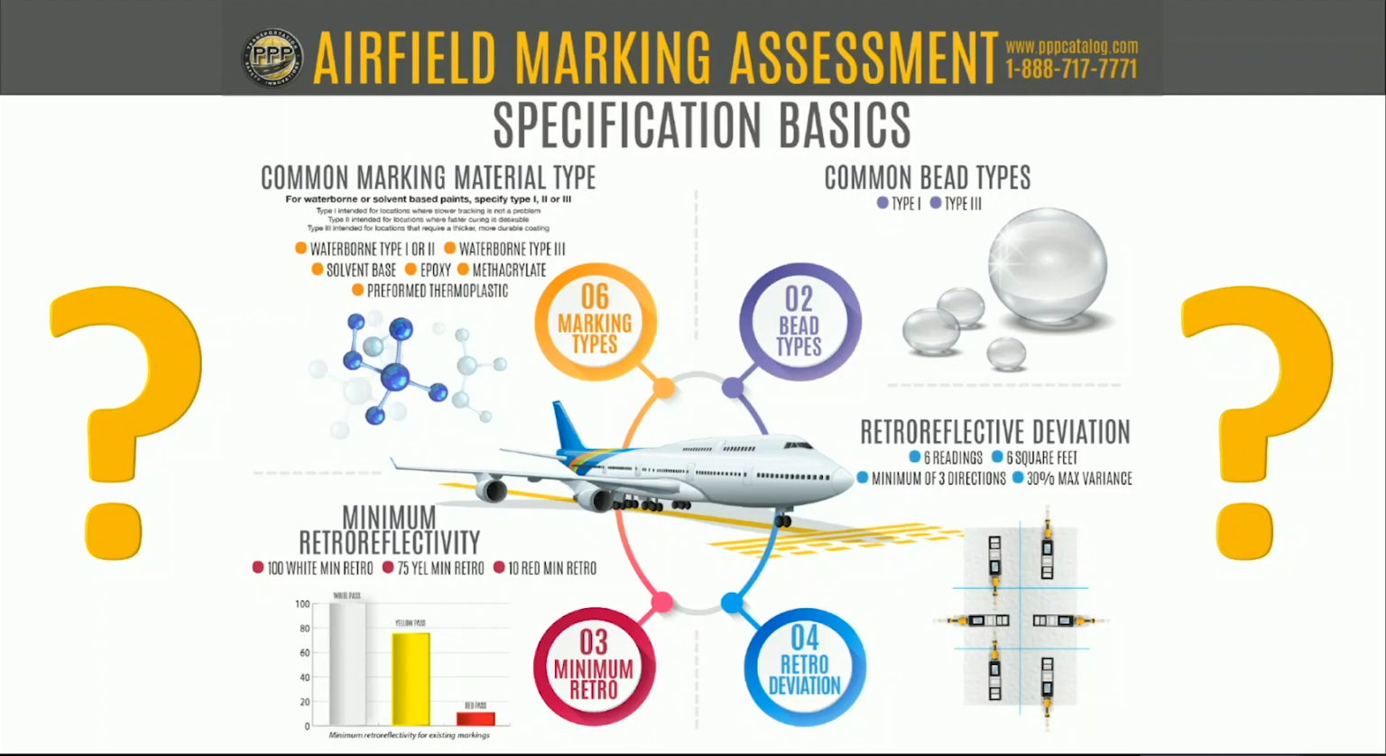I have one more question. I can take one more. This one's from Robin. It says, for annual retroreflectivity checks, are you saying these should be done in 3 directions? This, of course, is addressing our last question of retroreflective deviation. So again, annual retroreflectivity checks, are you saying they should be done in 3 directions? Go ahead.